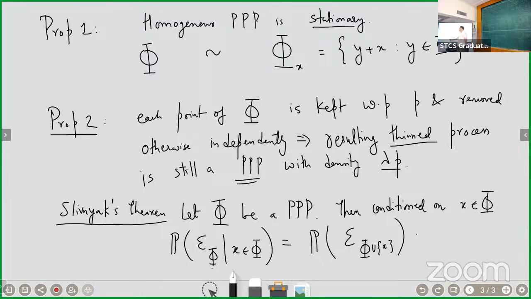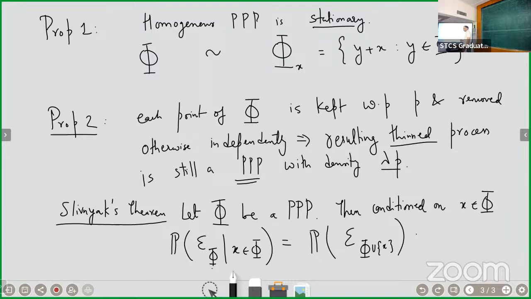They want to control the probability of an event E with respect to phi when X belongs to P. Here I'm not assuming that phi belongs to X. Think of this as taking a particular realization of phi, adding X to it, and then looking at the event E. That's how you should think about it. So this doesn't mean that X is already part of it.